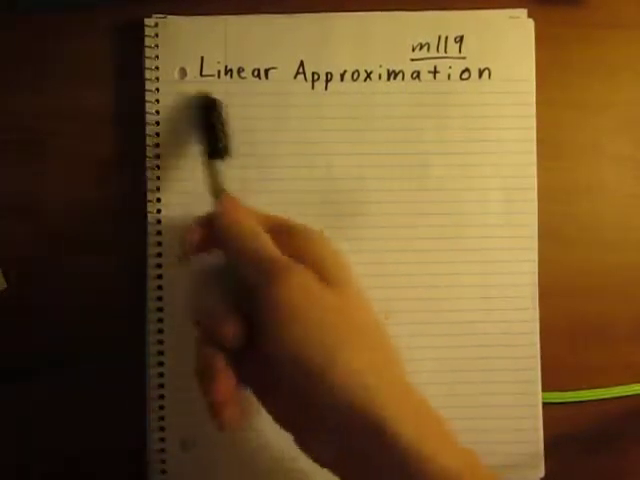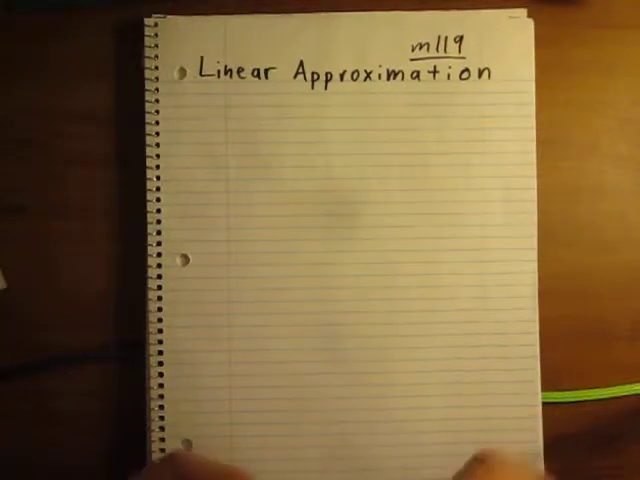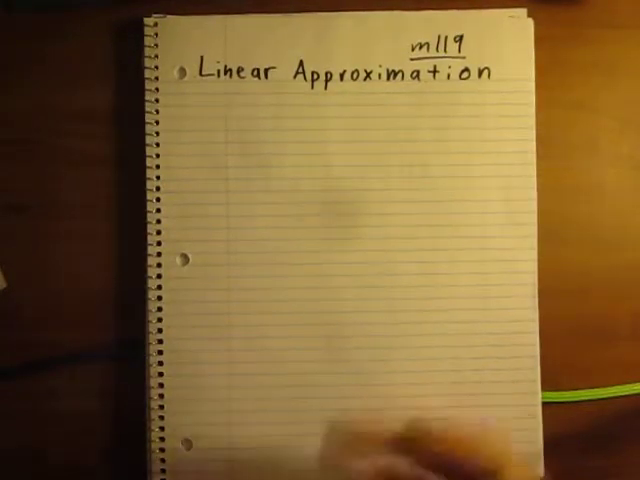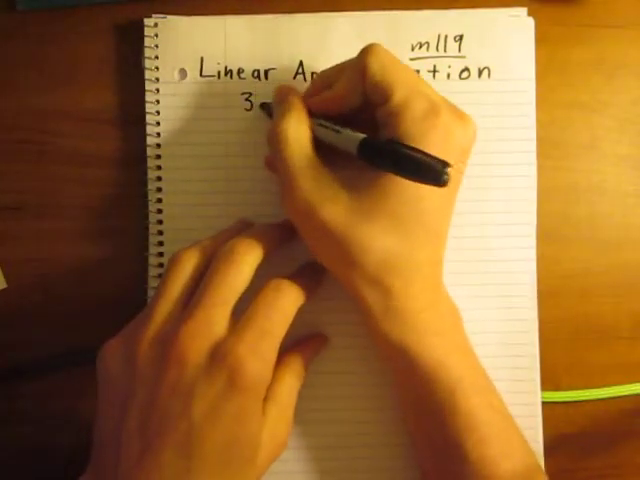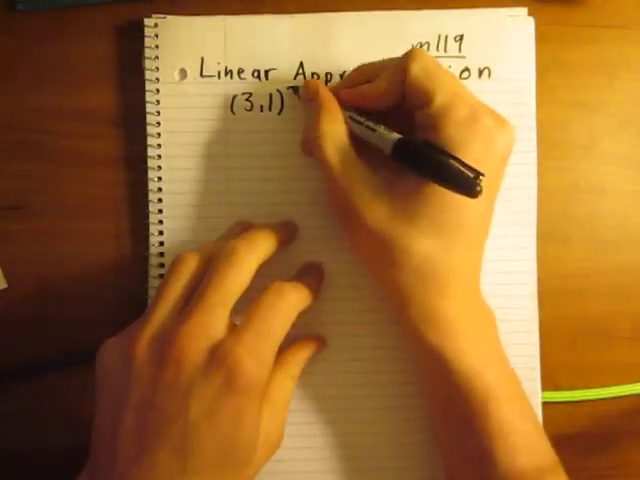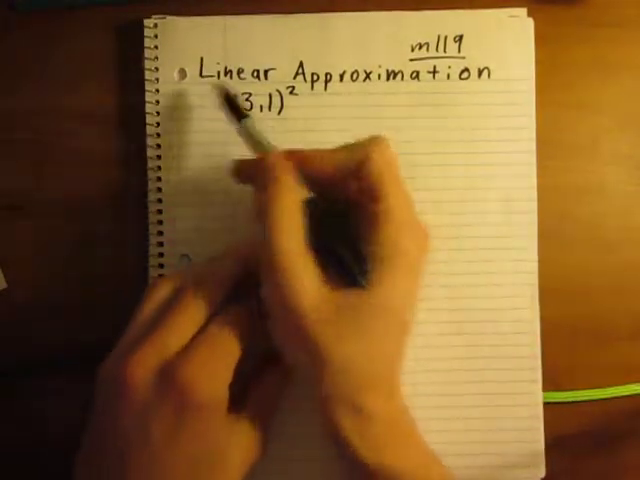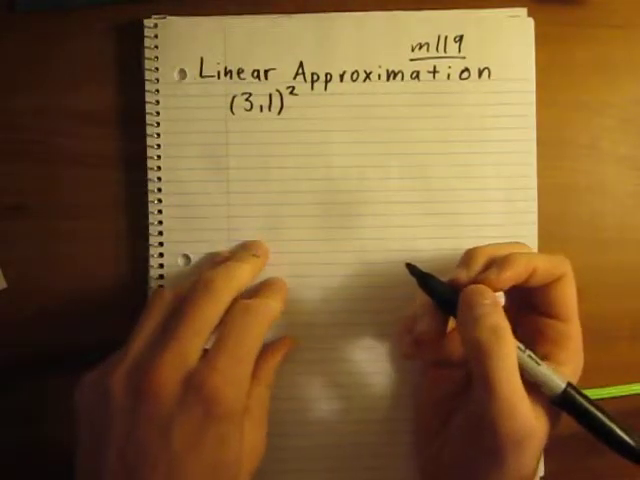Today we're going to do some linear approximation. This is sometimes called tangent line approximation because it uses the tangent line. So our question today is to find 3.1 squared without using a calculator, using the linear approximation method.